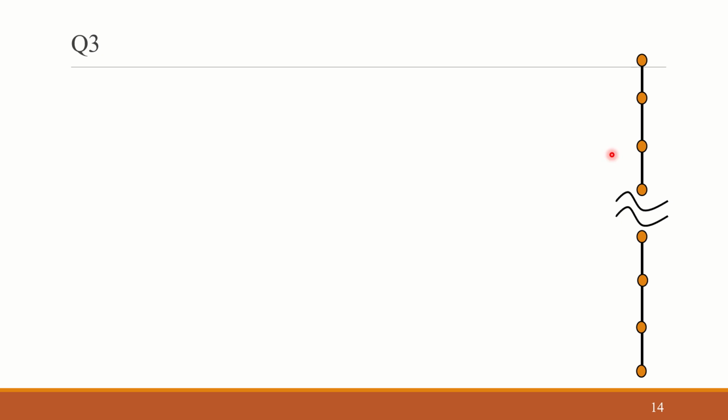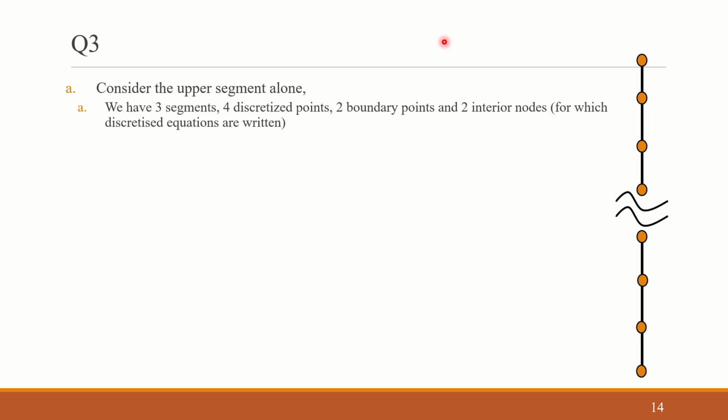Of the 4 points, we know the value at the top, which is moving with 1 meter per second speed, and the value at the bottom, which is stationary, so the value is 0. So we have values at 2, and how many are we left with? We are left with 2. So it is 2 discretized equations we will be getting. These 2 discretized equations only we should solve. So consider the upper segment alone. We have 3 segments, 4 discretized points, 2 boundary points, top and bottom, and 2 interior nodes, for which discretized equations are written. I hope it is clear.